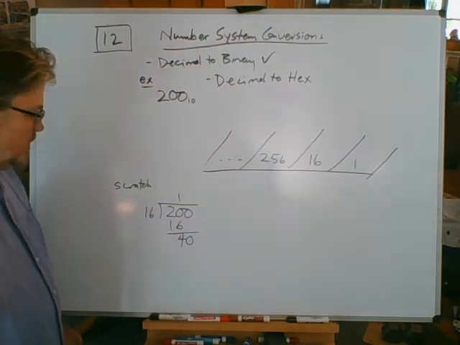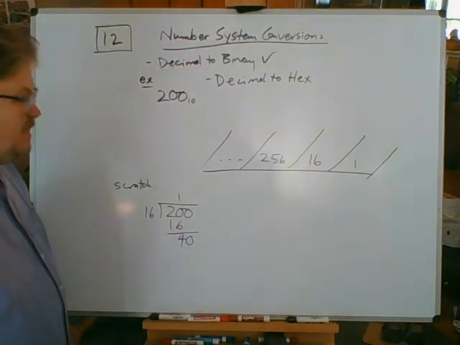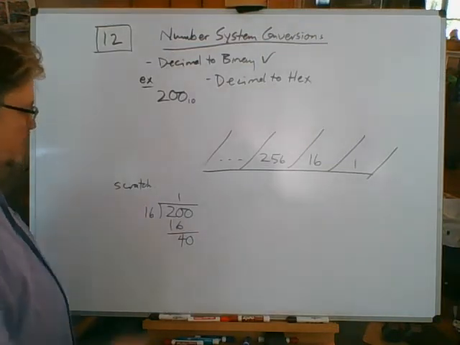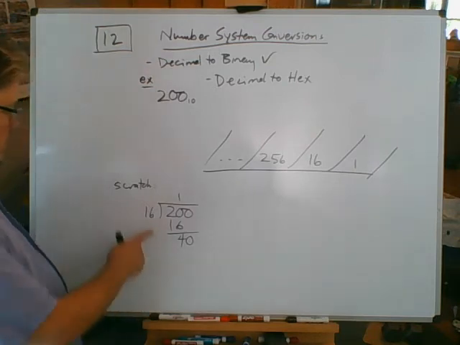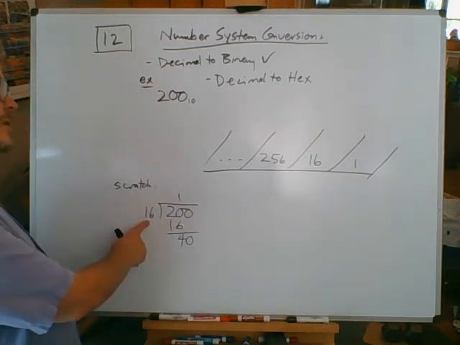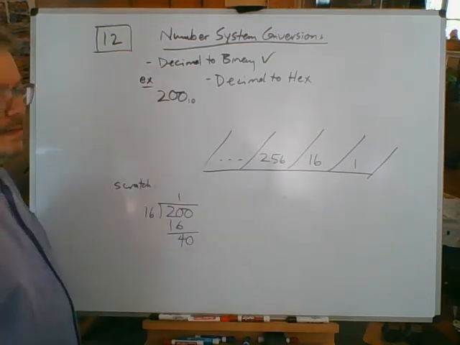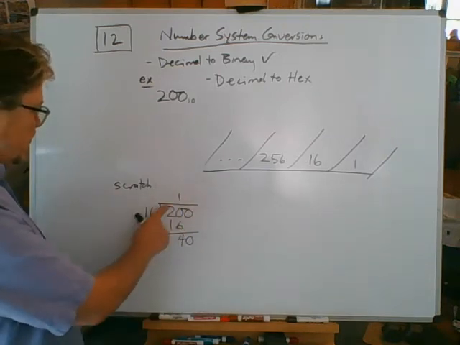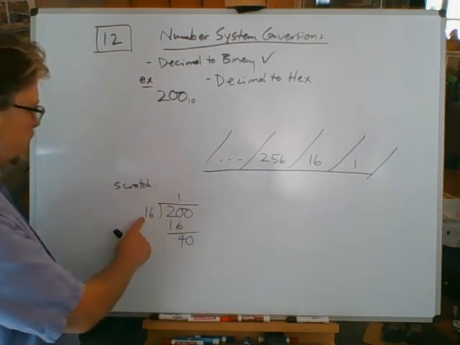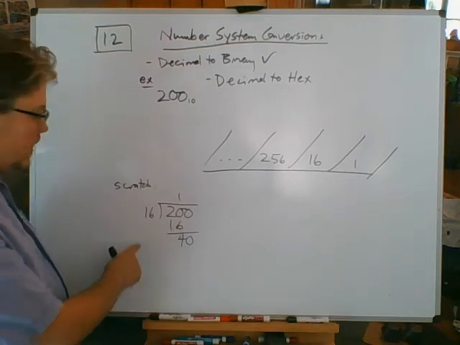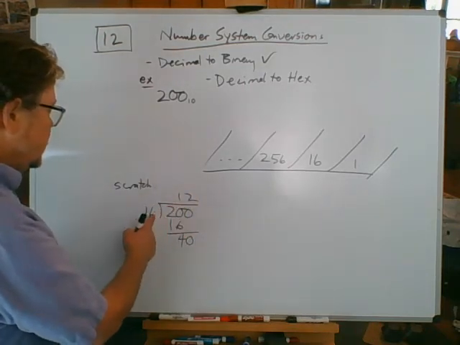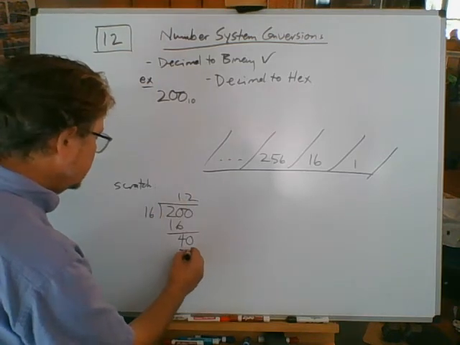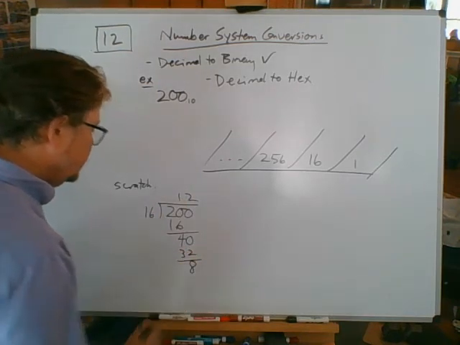How many 16s are there in 40? Well, let me think. There is at least 1. What about 2? 2 times 16 is 32. I can get 2 of them out of there. What about 3? 3 times 6 is 18, 48. No, that's too much. 3 times 16 is too much. I can't do that, so 2 will do it. 2 times 16 is 32 with 8 left over.